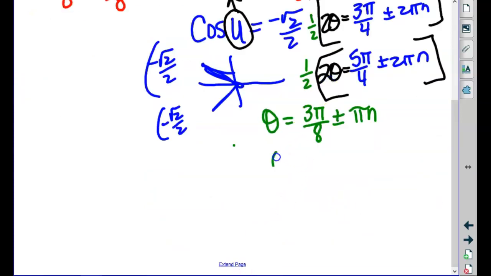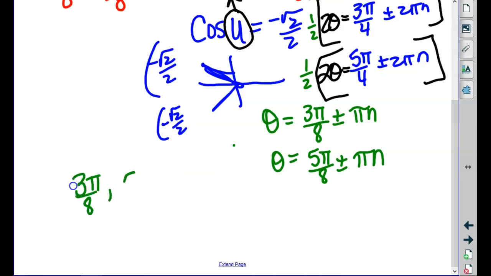Half of 2 theta is 1 theta. Half of 5 pi over 4 would be 5 pi over 8. Half of 2 pi n would be pi n. Now, if that was a quiz question and it said all solutions, you'd be done. This one doesn't say all solutions. It says from 0 to 2 pi. So one of my answers is 3 pi over 8, and one of my answers is 5 pi over 8.